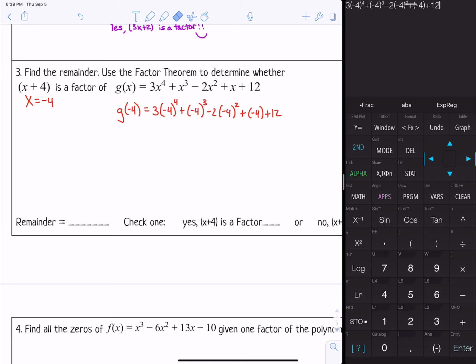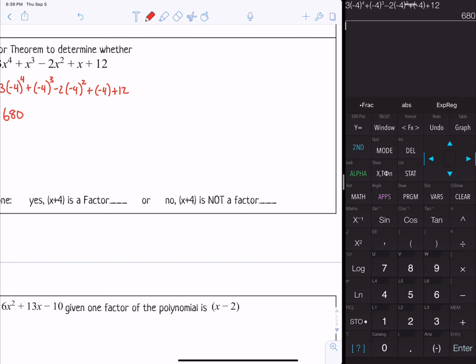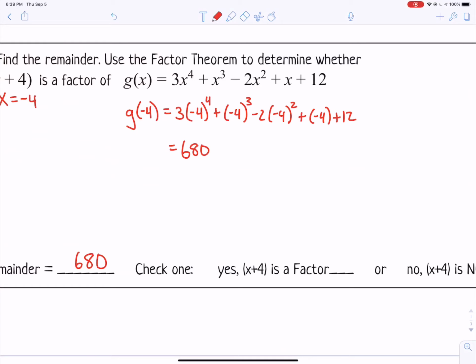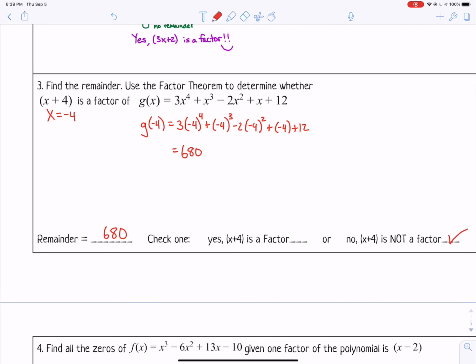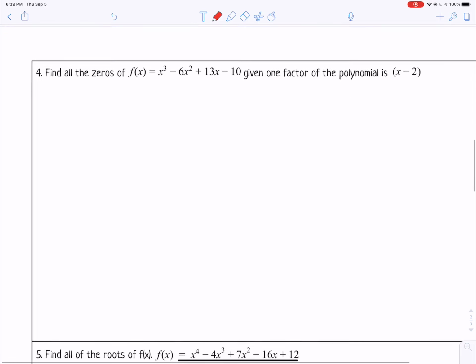To keep them all in parentheses, you're going to be on the safe side, and your calculator will always treat that properly. So we get 680. That is your remainder. And then since it's not equal to 0, we would say no, x plus 4 was not a factor, because it's only a factor when your remainder is 0, which means it would come out evenly. All right, that's all we needed for that one.